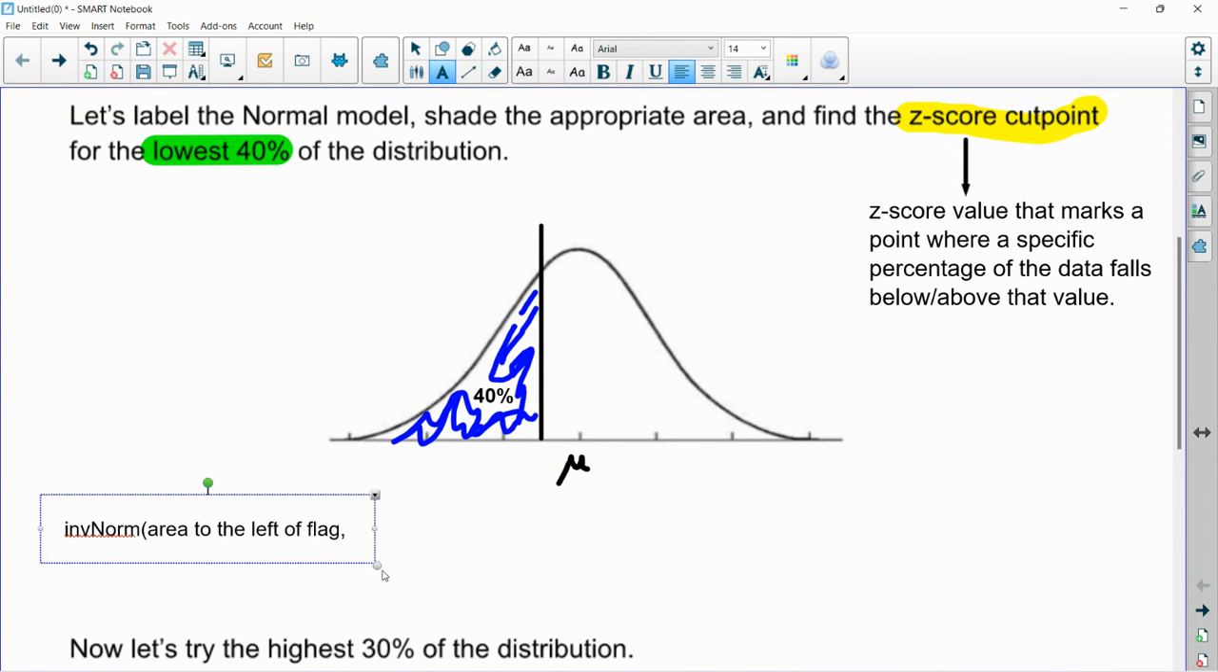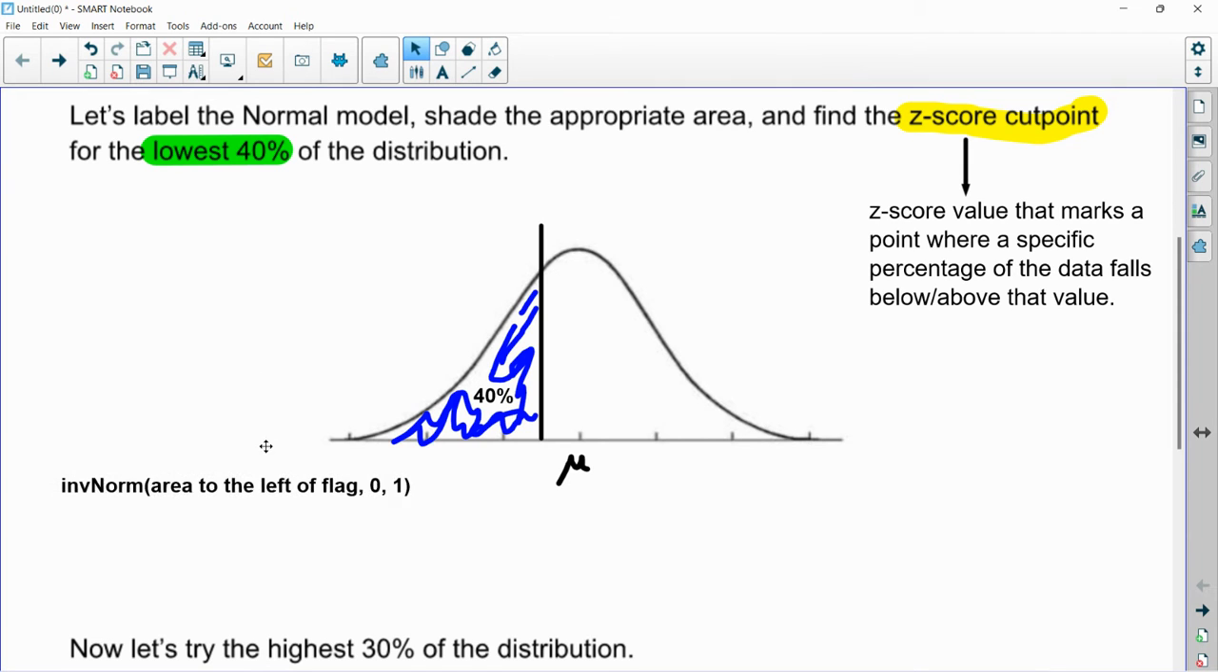So before we write that down, let's finish our cheat sheet here. We put the area to the left of the flag, then 0 for our mean, and 1 for our standard deviation. So this is going to be how we enter in our values when we are in search of a particular z-score cut point.